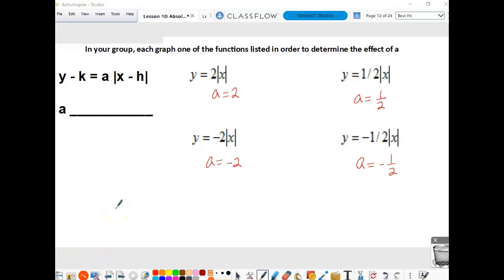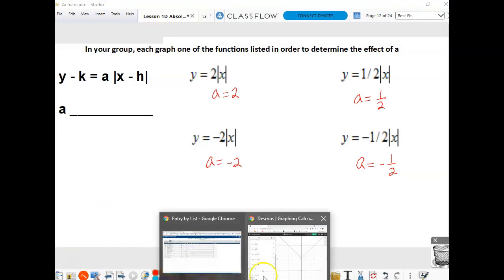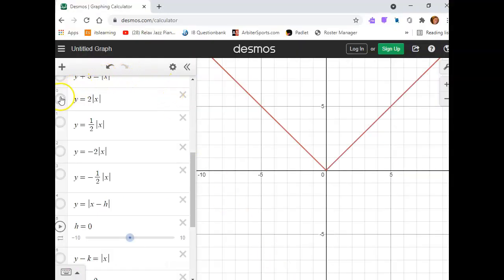All right, so now I'm going to take these onto Desmos. I'm going to see what happens. So I'm going to turn on the graph that's y equals 2 times the absolute value of x, and the graph got skinnier. Basically what's happening is the original graph had a slope of 1 and -1, and this new graph has a slope of 2 and -2.